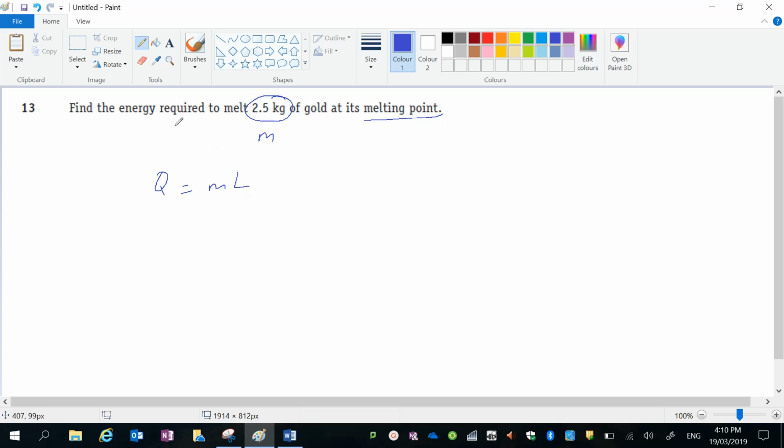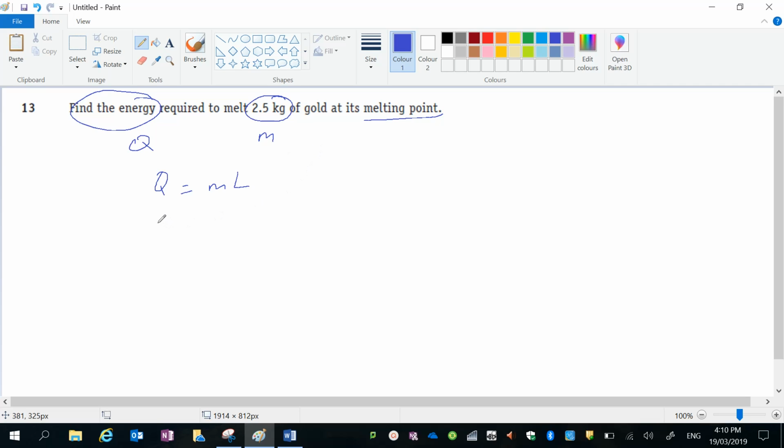It's only if it talks about the temperature changing where you would use this formula. If it doesn't mention a temperature change and it just talks about melting or freezing or boiling or something like that, then you know it's definitely latent heat. So find the energy required, Q.